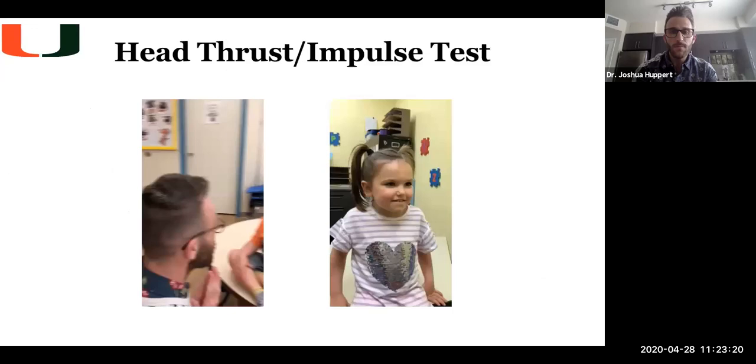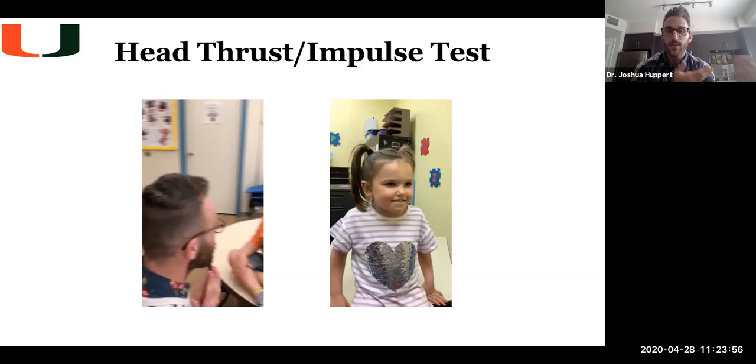So the head thrust or head impulse test, this is from Halmagyi in Australia. What this is looking at is the fast component of the vestibulo-ocular reflex. The idea is that we do very small, very quick head impulses, either left or right, and have the patient fixate on a target, let's say a nose or a sticker or a toy, or a video screen that the family is holding in front of the clinician's face. They focus on that and you turn their head left or right with these fast impulses, and you shouldn't see the eyes deviate or move with the head. The eyes should stay focused on the target.